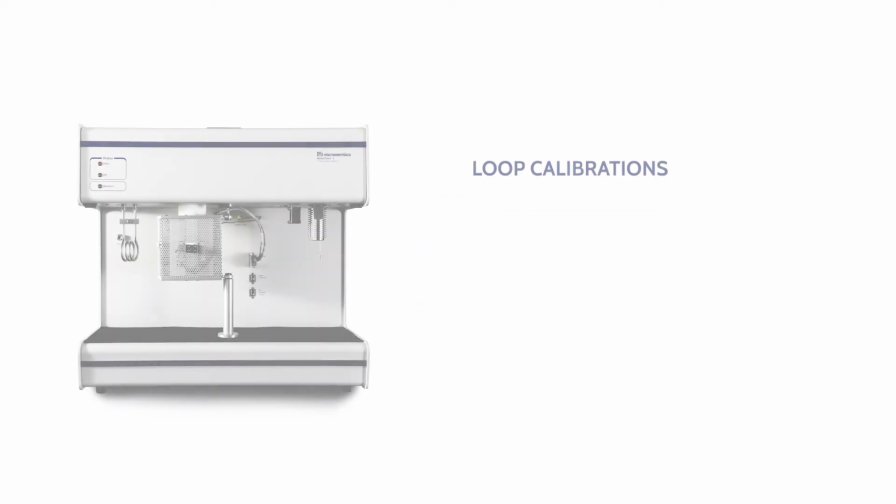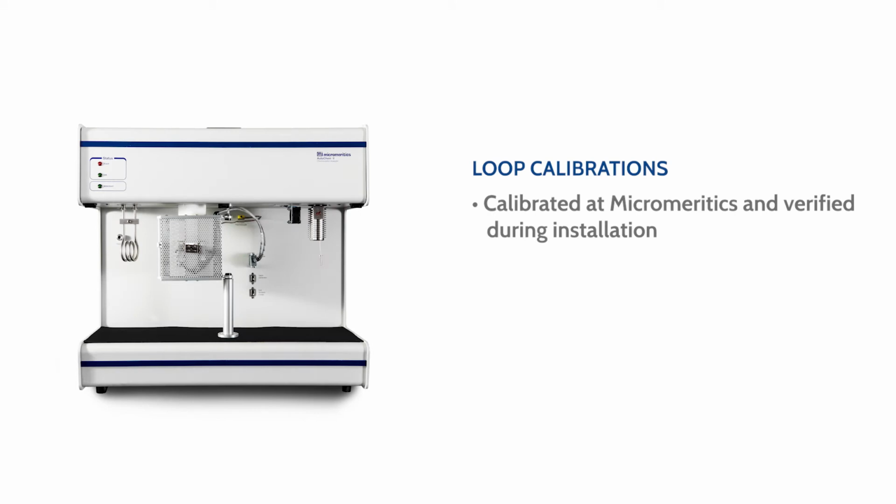The loop volume is calibrated at Micromeritics and verified during the instrument installation. The loop volume should also be calibrated whenever the installed loop is changed. The loop calibration is especially important to ensure accurate results when performing pulse chemisorption analysis.